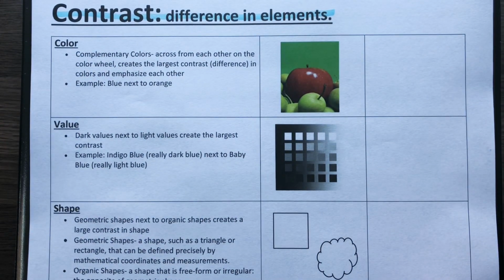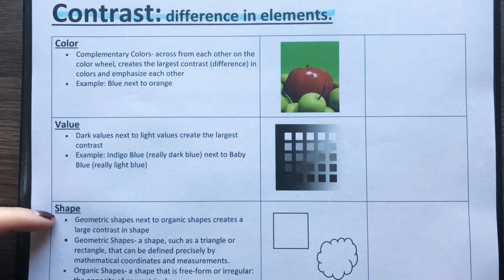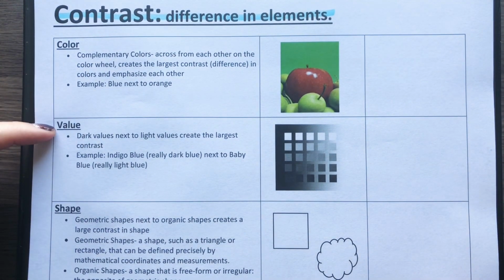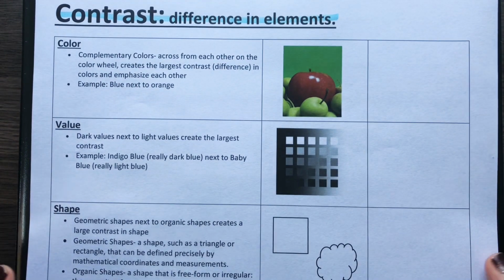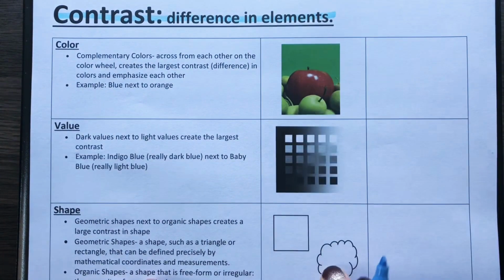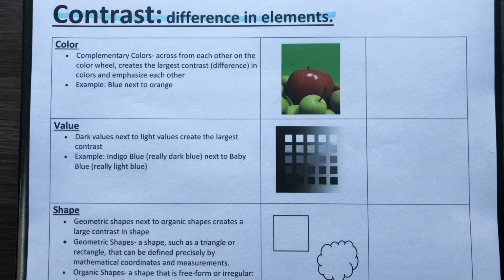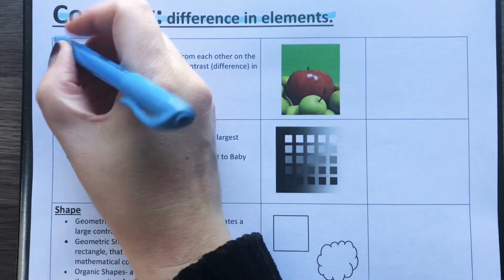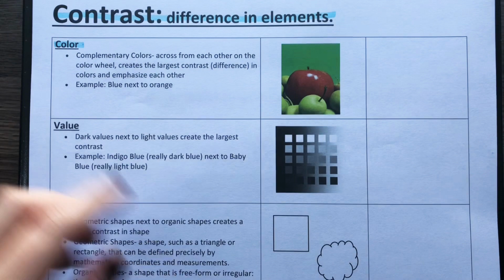And I'm going to show you 3 different examples of how to show contrast. So I'm going to use color, I'm going to use value, and I'm going to use shape. Okay, and you are going to follow along and you're going to make your own version as well. So our first way of showing contrast or a difference between the elements, we're going to use color. So write down the word color.